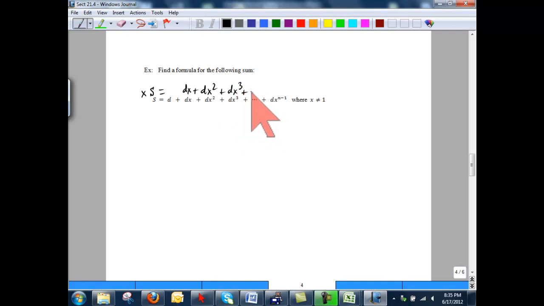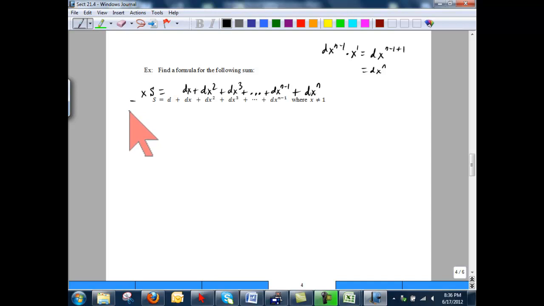Plus dot dot dot stands for a bunch of terms in the middle that I'm not writing. Then there will be a dx to the n minus 1, and finally dx to the n minus 1 gets multiplied by x. So remember the rules of exponents. dx to the n minus 1 times x. That's x to the 1. And when you multiply expressions with common bases like this, the exponents add. So dx to the n minus 1 plus 1 is just dx to the n.